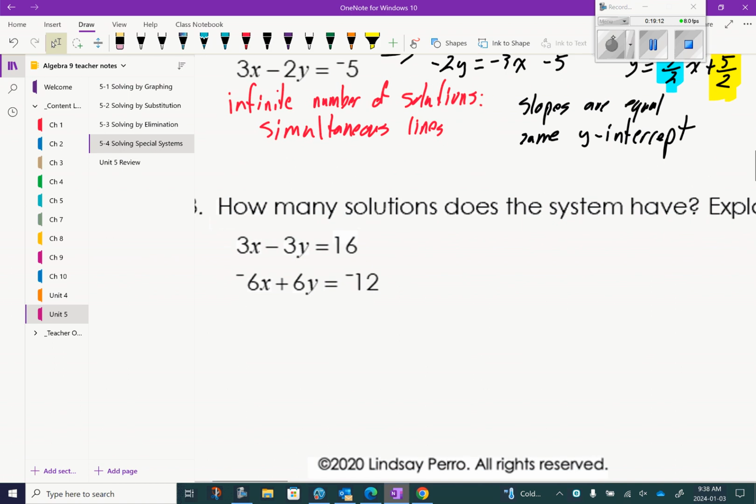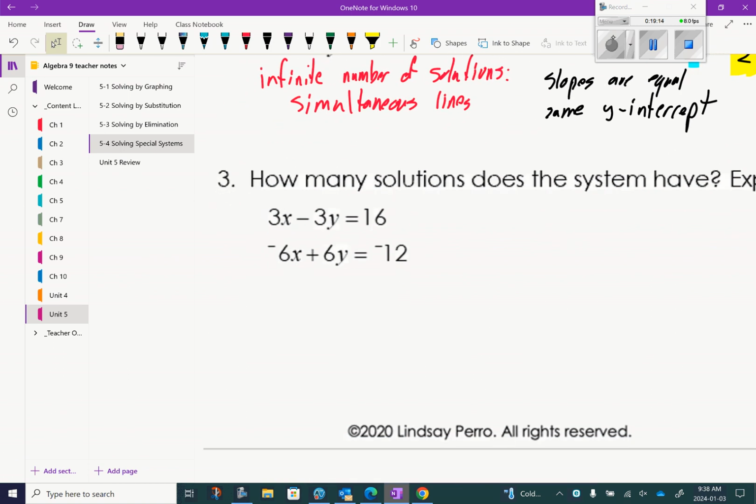Let's see what happens in example 3. Again, the equations are in standard form. Let's put them in slope-intercept. For the first equation, we'll subtract 3x and then divide everything by negative 3. Well, negative 3 divided by negative 3 turns that into just 1x. And again, we usually don't write the 1. But then negative 16 divided by 3, we can't reduce that.